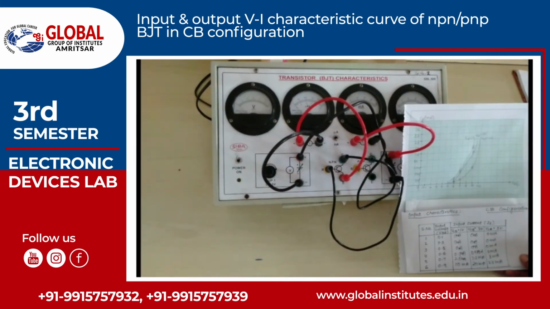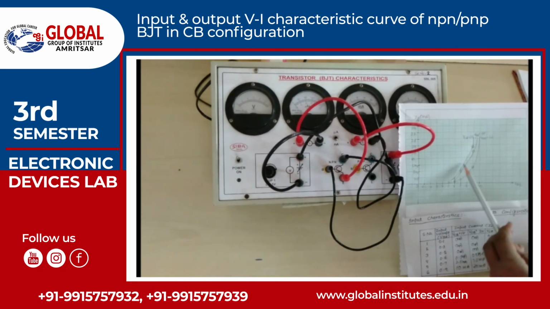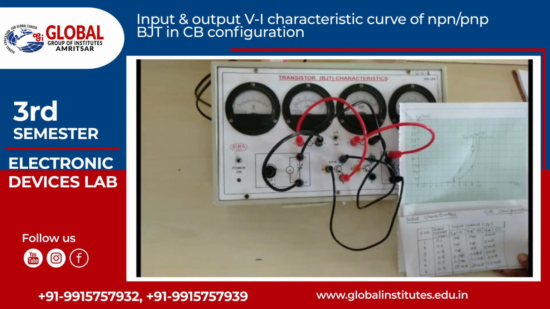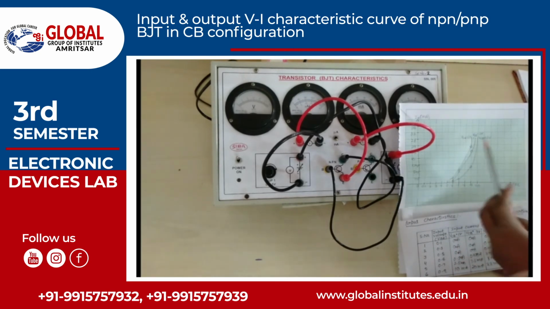Next we take the readings for the VCB 3 volt and VCB 5 volt. These are all the readings that we have taken for drawing the input characteristics. Now draw the characteristics using graph paper. You will observe that these curves will be like the forward biased diode, because transistor will work as a forward biased diode in the input side. Transistor will start to conduct at approximately 0.7 volt. This is the input characteristics of the transistor.